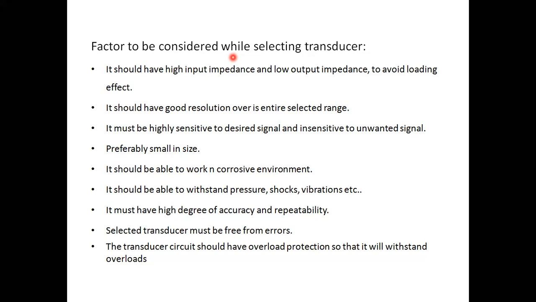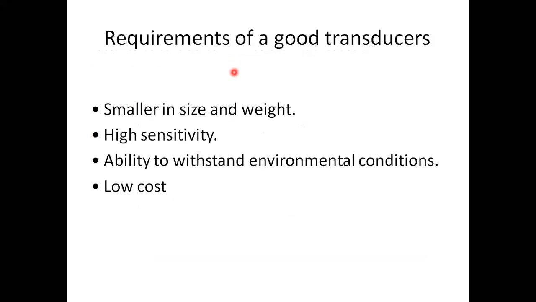So the sensitivity must be optimum throughout the device and linearity must be there throughout the device, right? If sensitivity is constant at all points of the measurement, then the system is linear, right? And the system must have high input impedance and low output impedance in order to avoid loading effect. So these are the characteristics I have to consider while selecting a proper transducer for a measurement, right? And the requirements are small size, good sensitivity, environmental capability, and low cost.